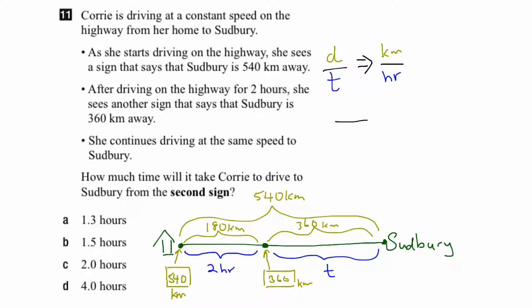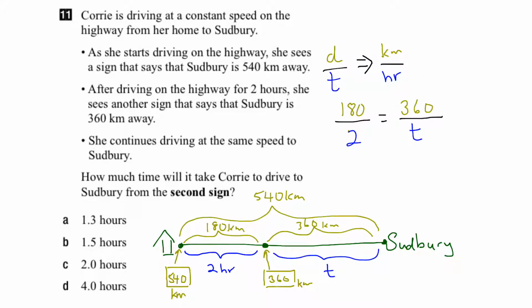So again, because Corey drives at a constant speed, we can say that 180 kilometers in 2 hours will be in the same proportion as the 360 kilometers in t hours. Now what we have to do is solve for t. And just to reiterate again, this will give us the speed for the first part of her trip, and this will give us the speed for the second part, and because they are the same speed, these two will equal each other.